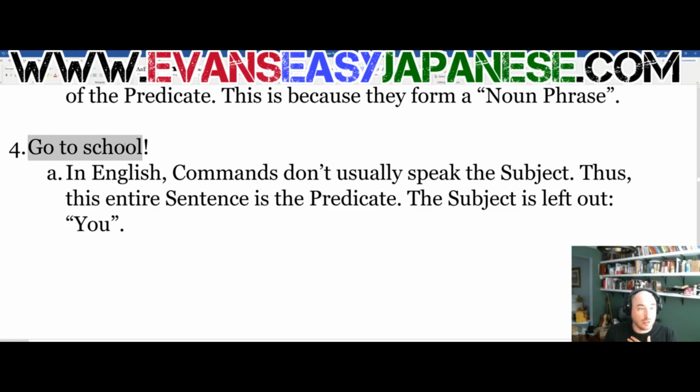You go to school is kind of like the sentence. And you is what goes to school, and go to school is what you do. Everything that isn't the subject is this entire sentence. It is a command sentence, so the subject is missing, and that's what's going on there.